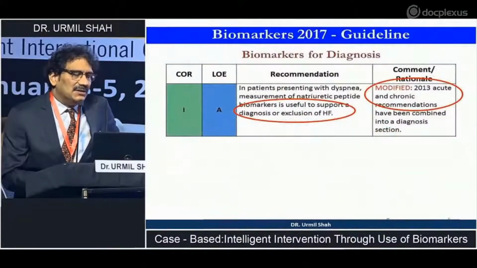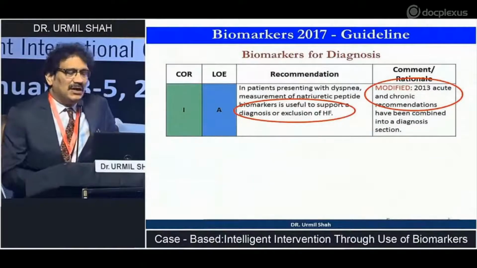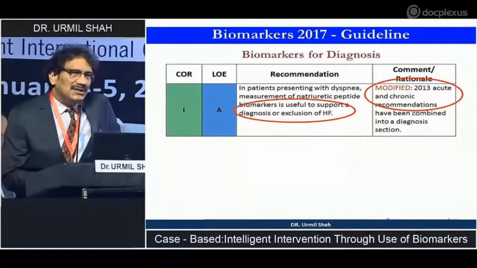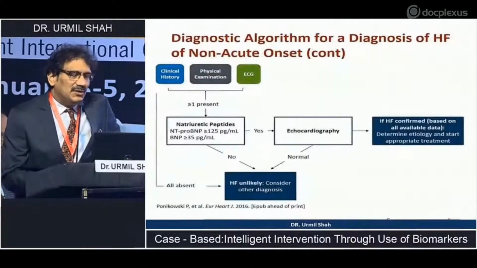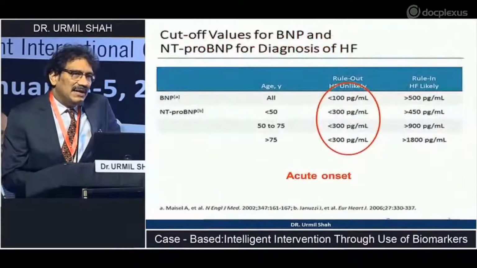Guidelines clearly mention that BNP should be used to support the diagnosis as well as exclusion of heart failure, and it is used in both acute and chronic conditions of heart failure. Whenever there is a suspicion of heart failure on clinical grounds, and if NT-proBNP is less than say 125 or BNP is less than 25, we can exclude the diagnosis of heart failure. In the acute condition also, if BNP and NT-proBNP are low, we can exclude the diagnosis, and if it is high, we can include the heart failure diagnosis.